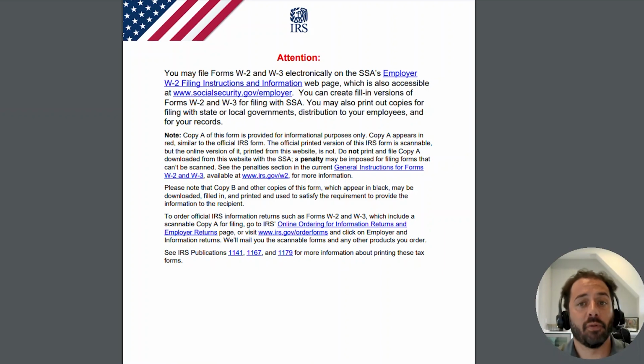So basically your employers are going to file form W-3, which then allows employees to file their W-2 with the IRS and state taxing authorities.